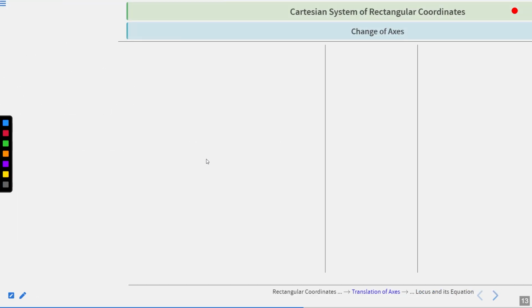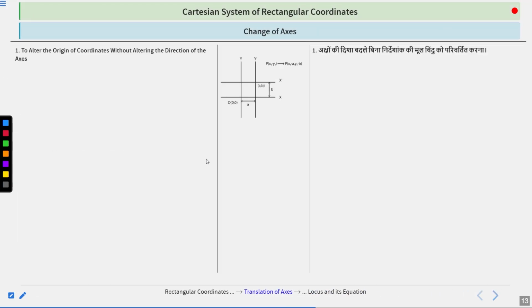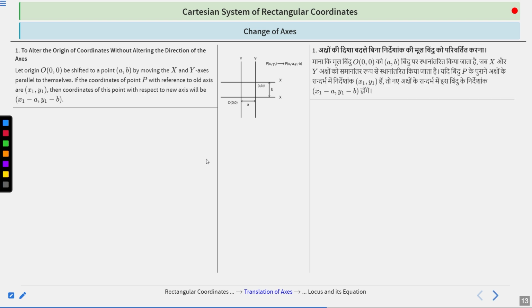Okay. So let us see change of axis. To alter the origin of coordinates without altering the direction of the axis. Clear? So let origin O be shifted to a point (a, b) by moving the x and y axis parallel to themselves. Then the coordinates of point P with reference to the old axis are (x1, y1). Then the coordinates of this point with respect to the new axis will be (x1 - a, y1 - b). Right.